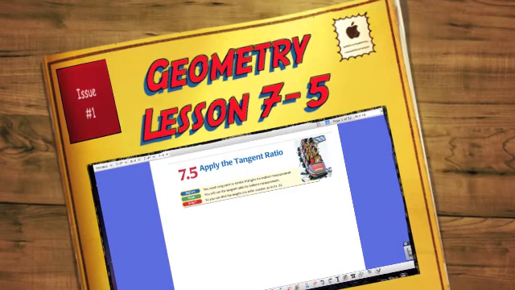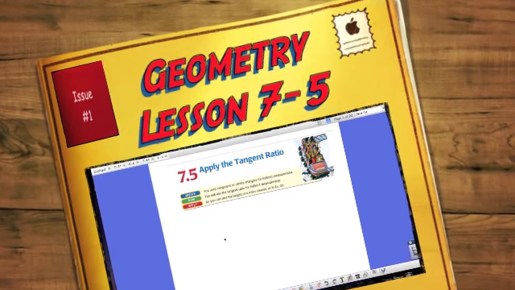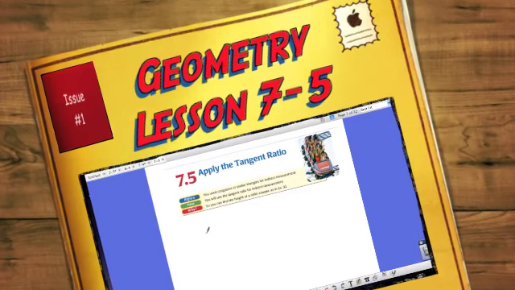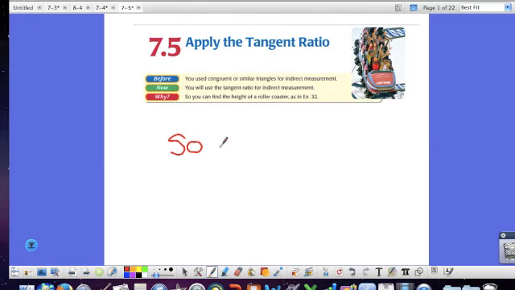Welcome to lesson 7.5, applying the tangent ratio. I always do this, and then I should have 9 letters. I forgot one. So, SOHCAHTOA. You can remember the rules for all 3 of your first trigonometric ratios.